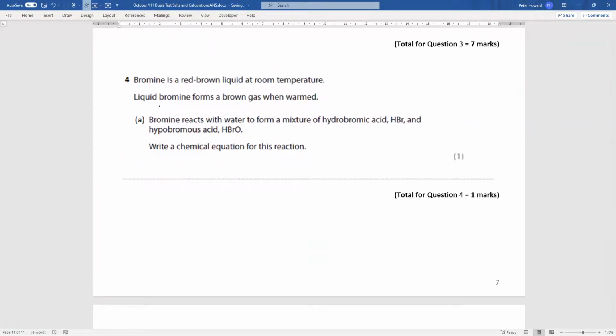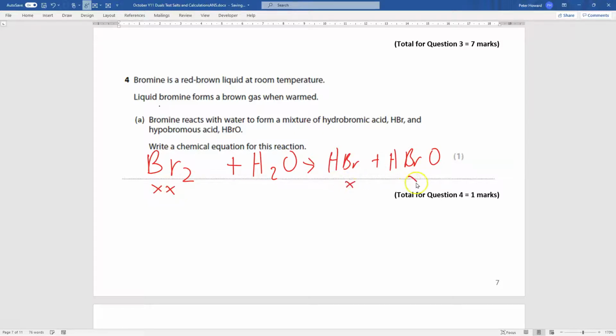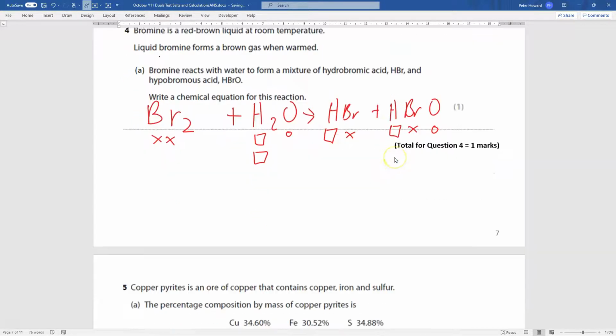So, where did we get to? Bromine exists as Br2. It reacts with water, H2O, and it forms HBr. Again, this is just using information in the question, and hypobromous acid, HBrO. We can check its balance. We've got 2 bromines here, 1 there, 1 there, so it's balanced. Hydrogen, we've got 2 here, 1 here, 1 here. That's balanced. And then oxygen, 1 there and 1 there. So it's now a balanced equation.